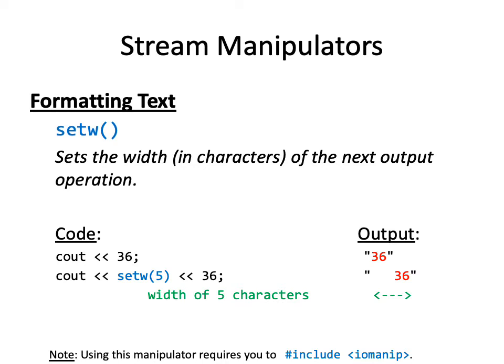Now to do this, you need to include the header file called iomanip for input-output manipulator. And some of the other ones you do as well. Some of them are found elsewhere, and we'll see some other examples of those as well.